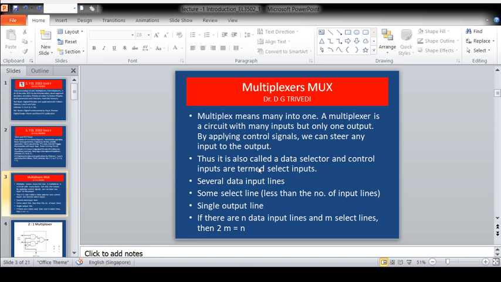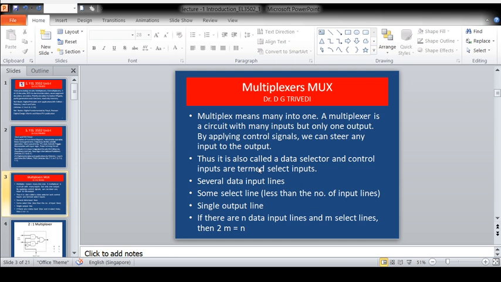A multiplexer is also known as a mux. The definition of the multiplexer is like this. Multiplexer means many into one. There are many inputs, but only one output. A multiplexer is a circuit with many inputs but only one output. By applying control signals, we can steer any input to the output.